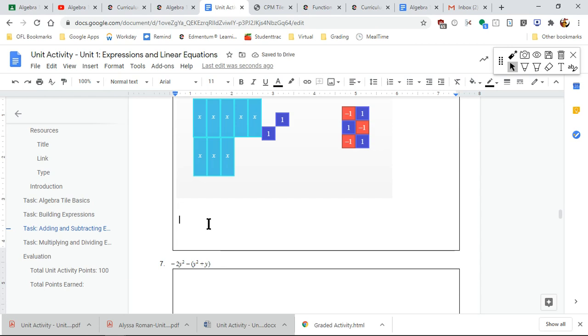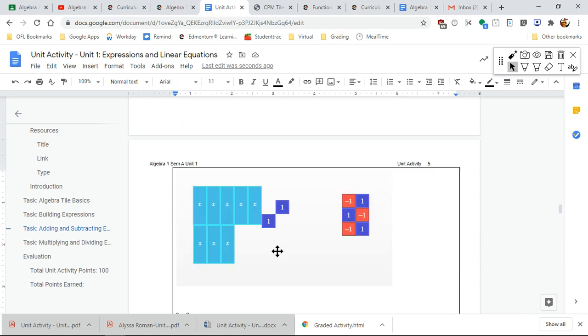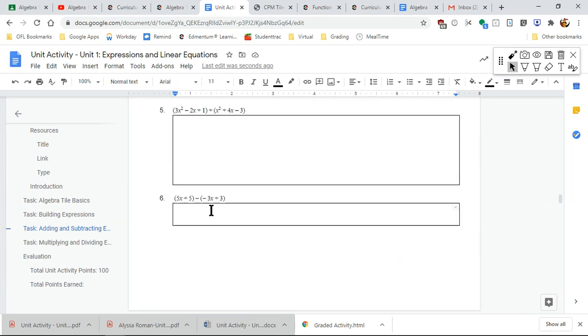I'm going to say that my answer is 8x plus 2, because these are canceling each other out. I just made a nice little pattern. You guys don't have to do it, but this is showing how these canceled out.